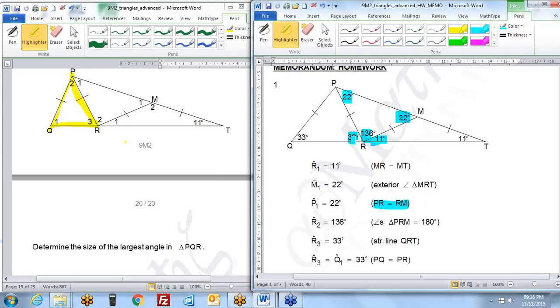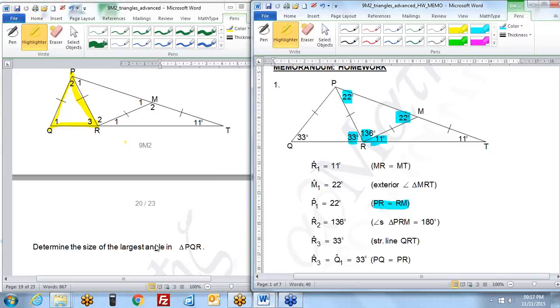Then angle R3, this one over here, equals 33 degrees because it forms a straight line, which is equal to 180 degrees. So you have the 136 plus 11 gives you 147 degrees. You subtract that from 180 because that's what the straight line angle measures, a stretched angle, and you get 33 degrees. And then we say angle R3 is equal to angle Q1, which is equal to 33 degrees because PQ equals PR.